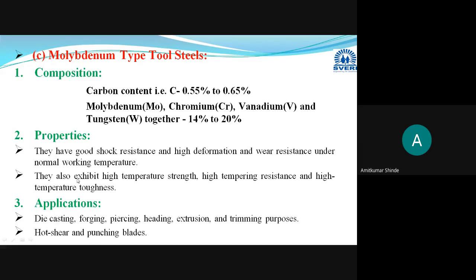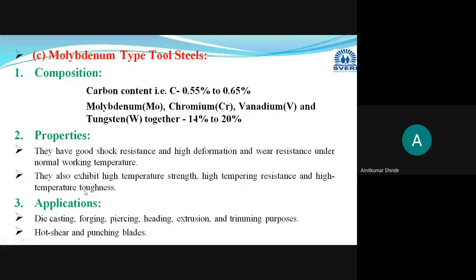Due to the highest quantity of vanadium present here, this vanadium will provide the specific property, that is, this molybdenum type tool steel will have very good shock resistance and very good resistance to deformation also. Okay, this is the specific property here. Resistance to deformation will be very high due to the presence of vanadium in a little bit higher quantities as compared to the chromium and tungsten type tool steel. Maximum 5% vanadium will be there.